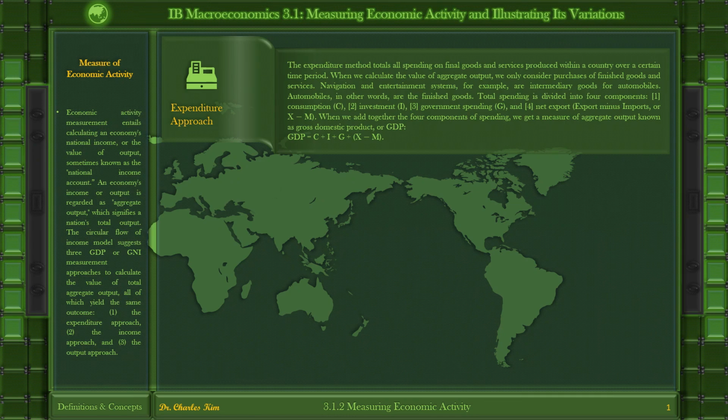Total spending is divided into 4 components. 1. Consumption, denoted as C. 2. Investment, symbolized as I. 3. Government spending, indicated as G. And 4. Net export, which is export minus imports, or X minus M. When we add together the 4 components of spending, we get a measure of aggregate output, known as gross domestic product, or GDP. It is shown as GDP equals C plus I plus G plus X minus M.